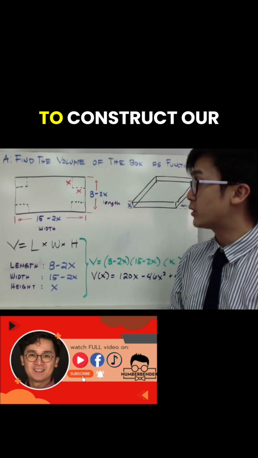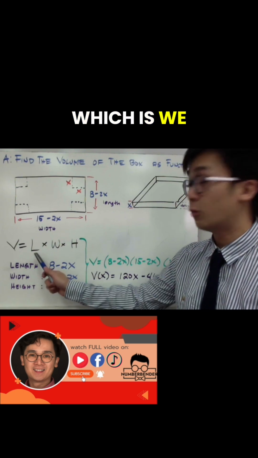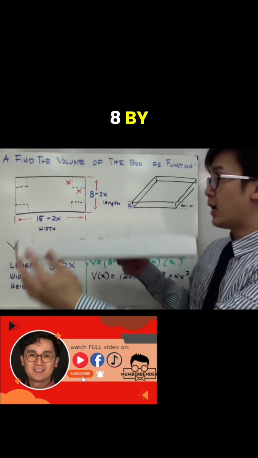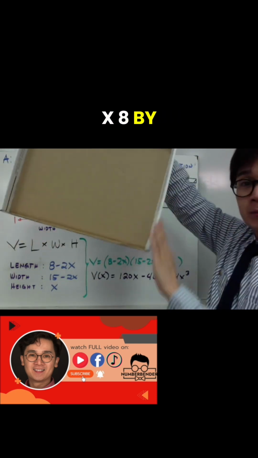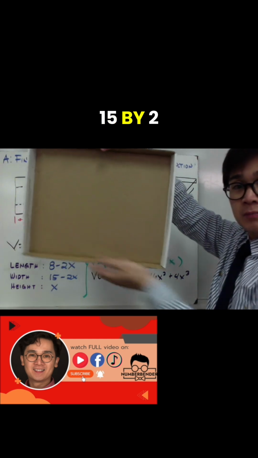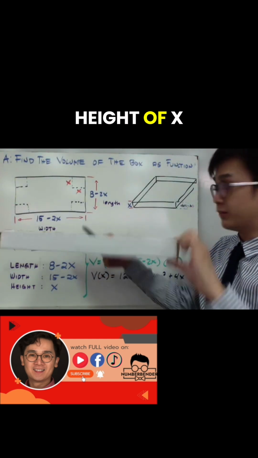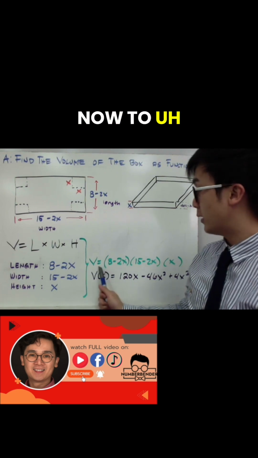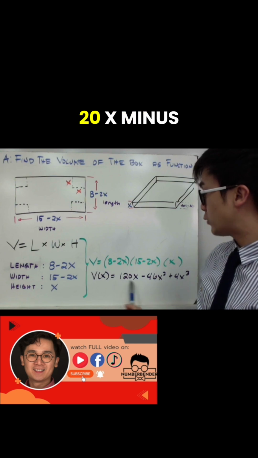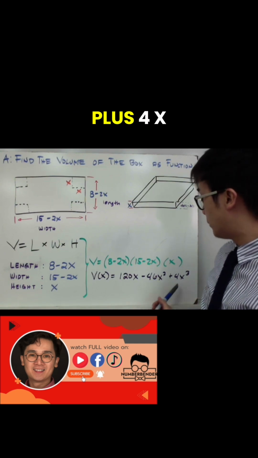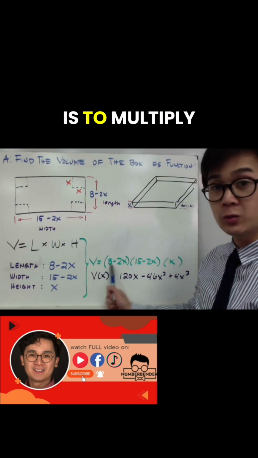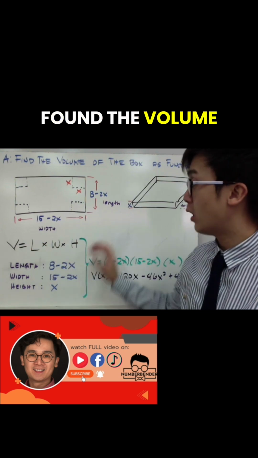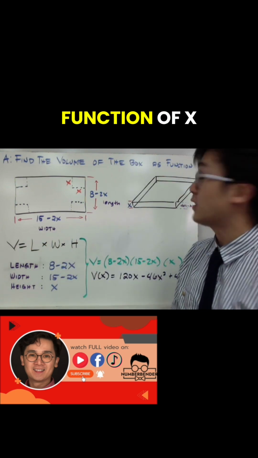So putting them all together to construct our equation for the volume, which is, we know, length times width times height, we will have 8 minus 2x times 15 minus 2x times the height of x. So this will be the equation of the volume of your open-topped box. Now to change this into standard form, we'll have 120x minus 46x squared plus 4x cubed. And to find that, all you have to do is multiply each of the terms right here. And that's how we answer letter A. Now we have found the volume of the open-topped box as a function of x.